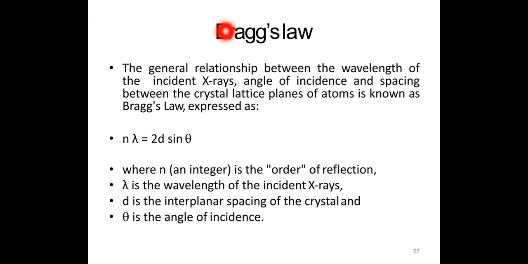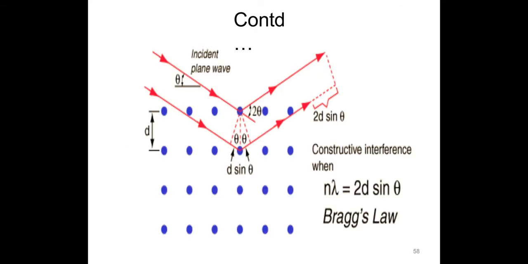See, when the diffraction takes place, Bragg's law is considered, and the equation is given by n lambda equals 2d sin theta. N means it is the integer order of reflection, lambda means wavelength of the incident X-rays, d means it is the interplanar spacing of the crystal, and theta means it is the angle of incidence. You just see the diagram here.